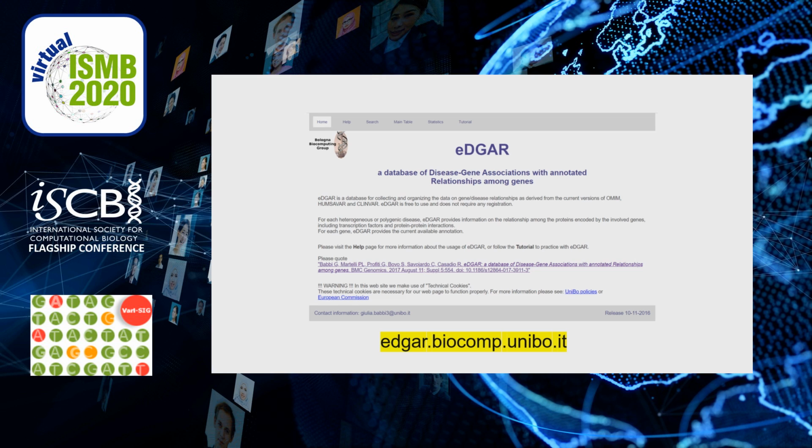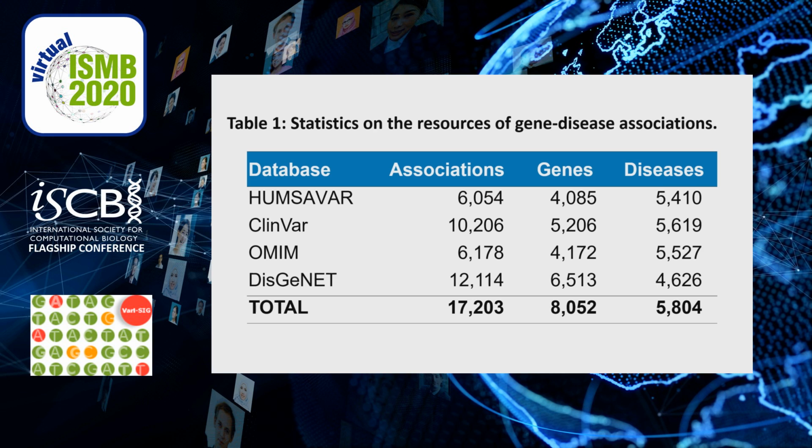In order to overcome the problem of retrieving the comprehensive annotation of genes associated with diseases, we implemented eDGAR, an online resource of gene-disease associations with a specific focus on the annotated relations among genes involved in the same disease. Here we present the upgraded version of eDGAR, eDGAR+.